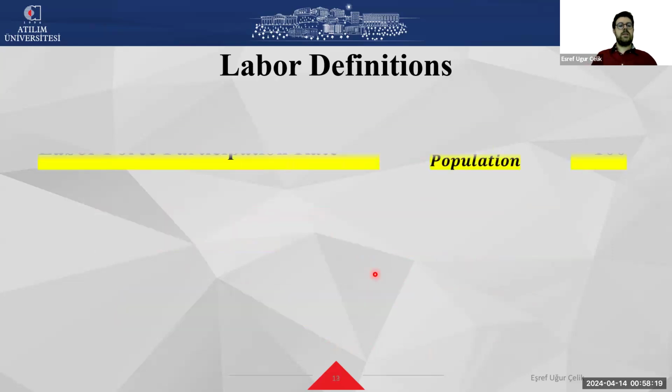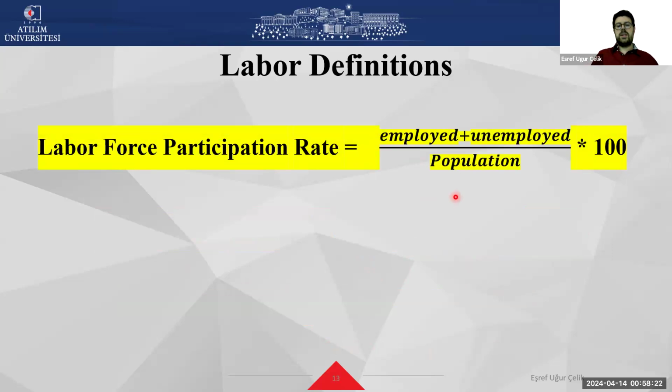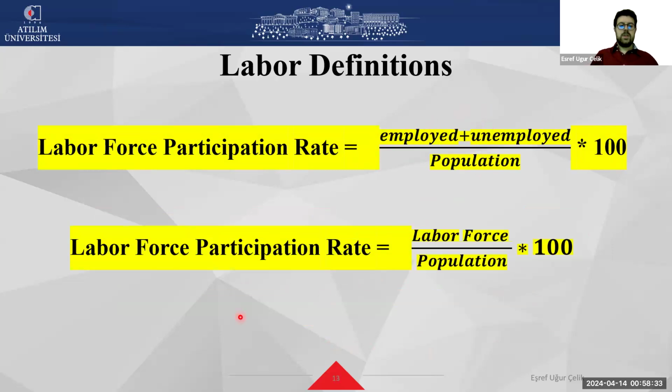Then the last formula is labor force participation rate: employed plus unemployed divided by population, multiplied by 100. This part is also called the labor force. So labor force participation rate is labor force divided by population, multiplied by 100. So, three formulas. Don't worry about memorizing. In the lesson, I tell how you can remember it, but in this video I'm not going to. Don't worry, it's easy to understand and easy to remember.